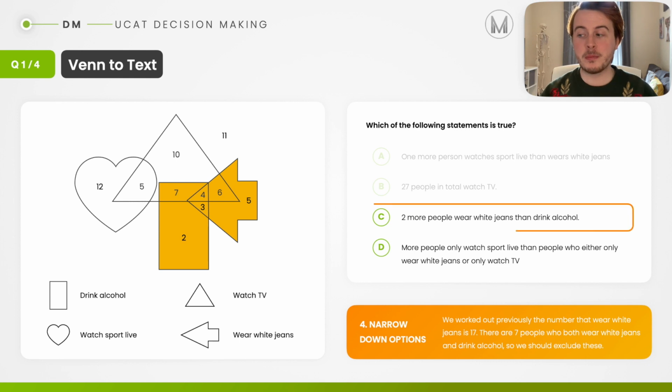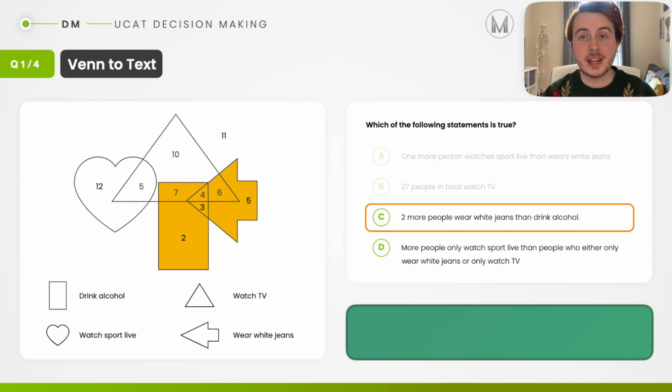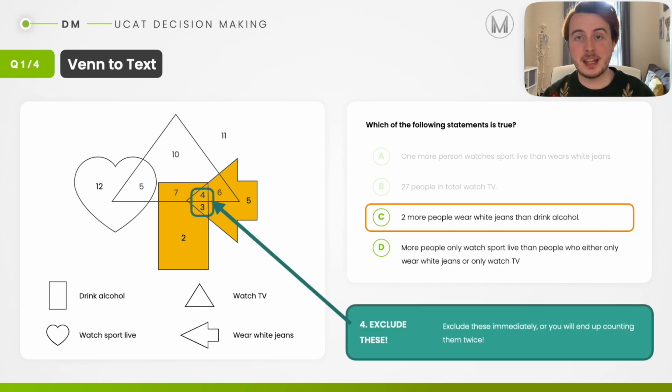So we're going to go into statement C now, because it's going to be the next easiest. We're wanting people that wear white jeans and people who drink alcohol. Again, we're going to be looking at that arrow. We already remember that there's 18 people in that lot there. And then we're wanting the people who drink alcohol, which is that rectangle. We could add up everything in that rectangle, but we'd be doing needless maths there. So what I could do is ignore this overlap here. This little bit in the middle represents people who are both drinking alcohol and wearing white jeans.